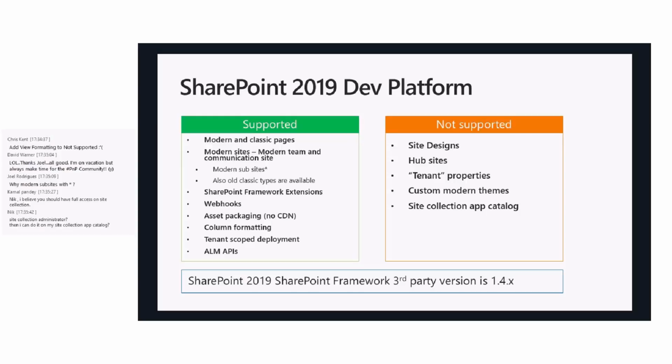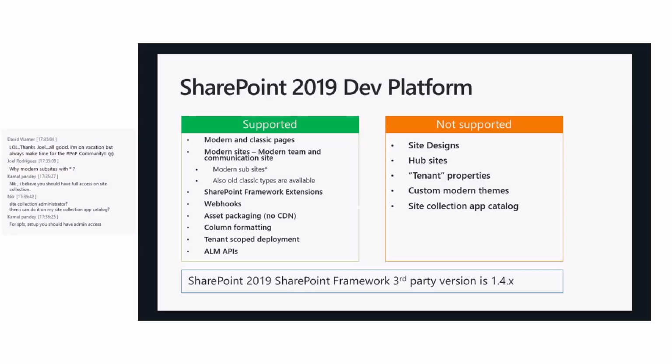SharePoint Framework extensions are available. SharePoint Framework web parts obviously are available as well. Webhooks are available. Asset packaging is available. This is a huge thing because the asset packaging means that you don't need to worry about where your code is being hosted because it's being hosted automatically from the app catalog. A big thing because you basically just package your code and you're good to go with the customization.